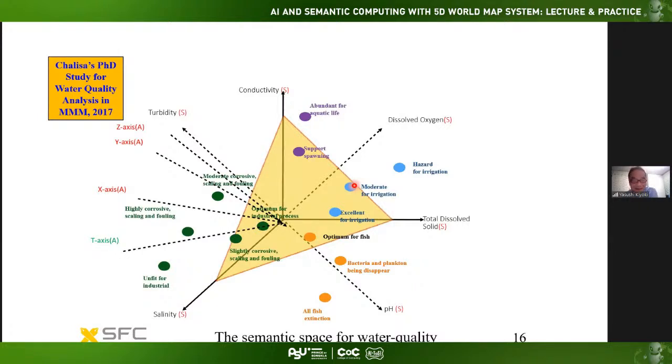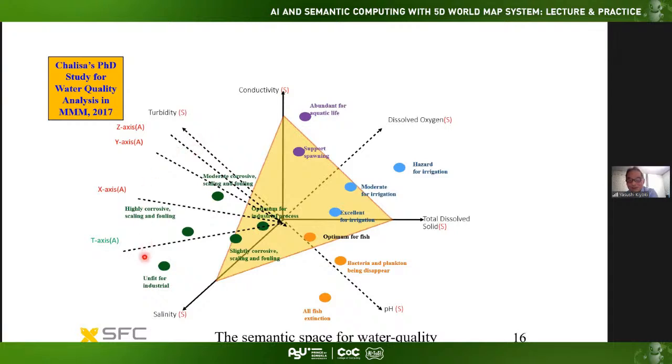This is our research project of water quality. In water quality analysis, we know the important parameters are pH, oxygen, conductivity, salinity, turbidity. Those are important parameters in the world of water quality. All right. And also we have the geographical dimensions, three dimension geography. And another dimension is the time. All right. Place and time is very important.